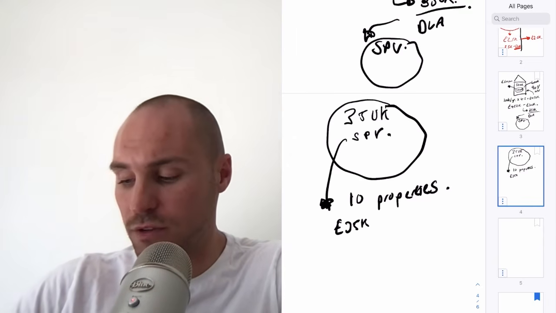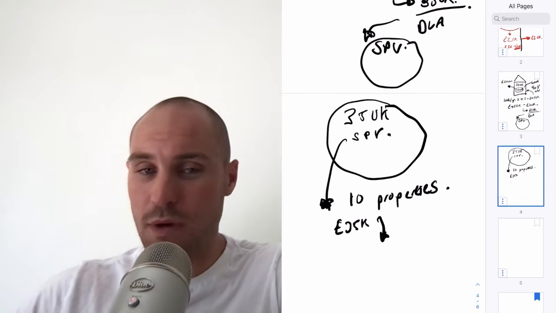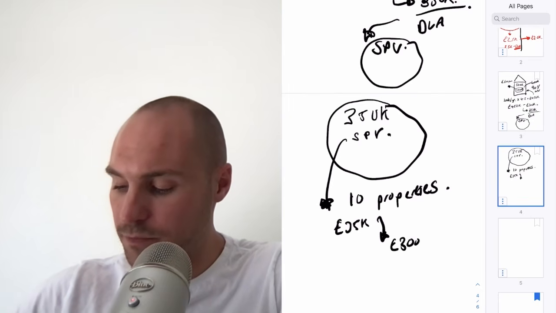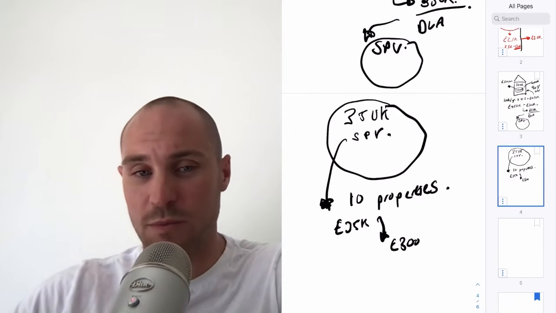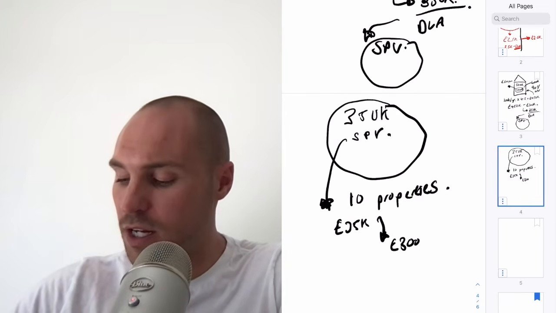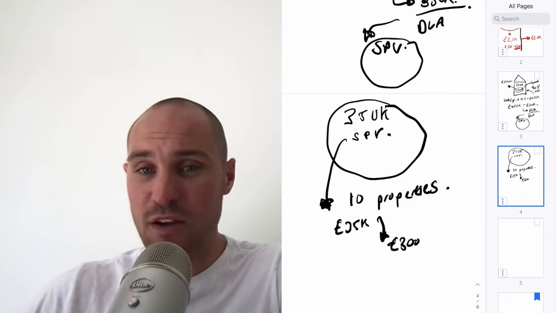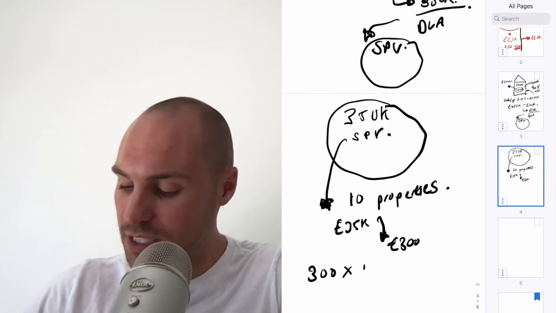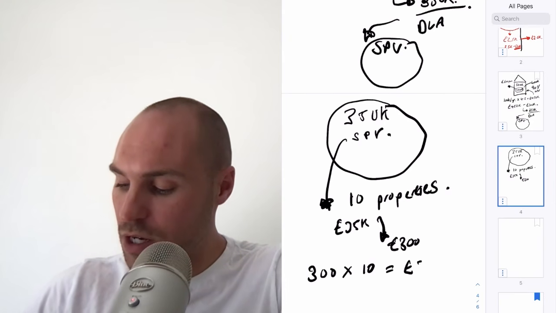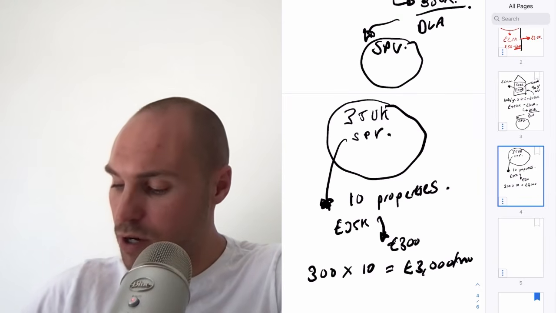Using the 350k, let's say all 10 of those properties made you a profit per month of £300, right? So that's your rent minus all your mortgage, minus all your monthly expenditure and costs as a property investor. The net income from those properties is 300. Now, if we had 10 of those, 300 times 10 would give us a monthly income of £3,000 per month.